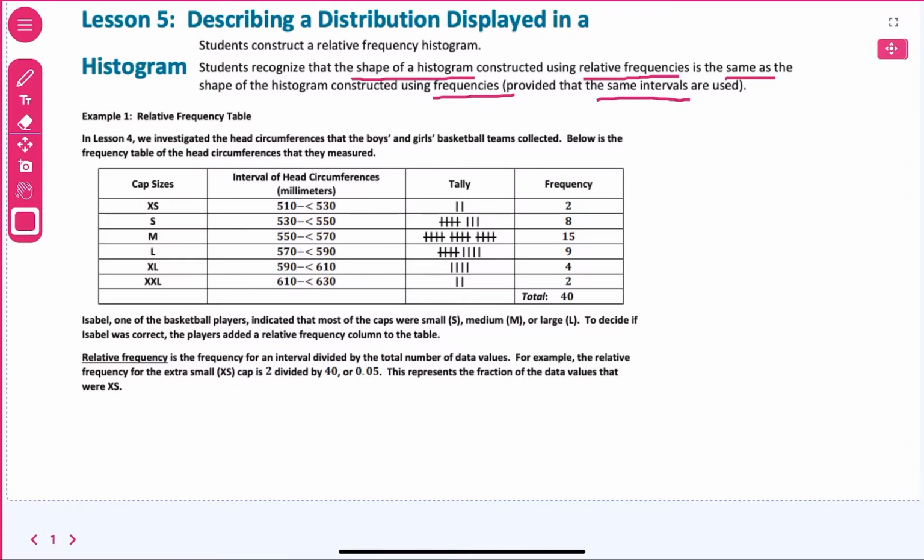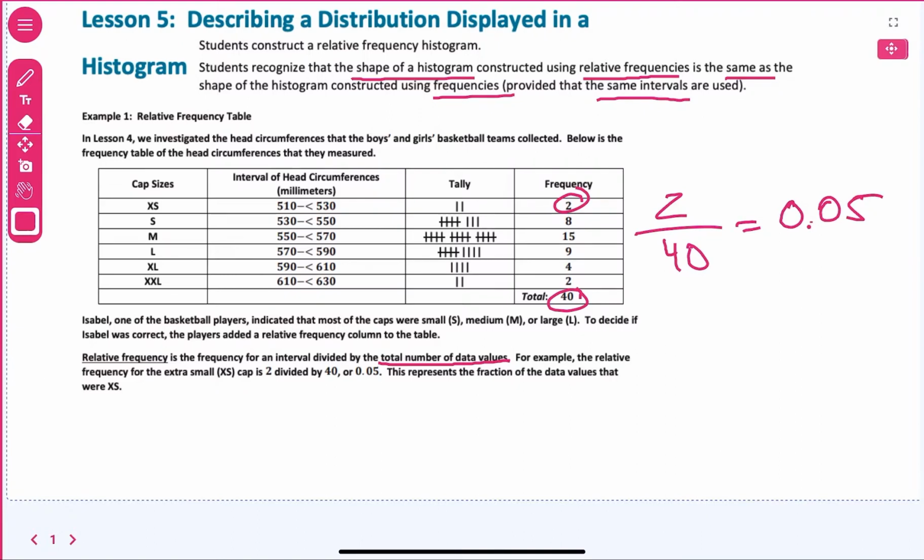Now, what is relative frequency? That is the frequency for an interval divided by the total number of data values. For example, the relative frequency for the extra small cap is the frequency, 2, divided by the total, 40. And that is equal to 0.05.